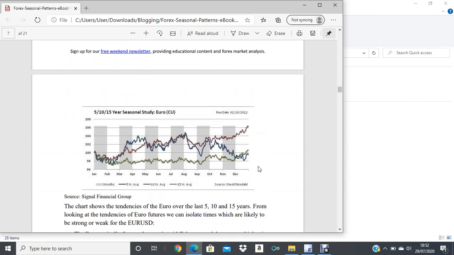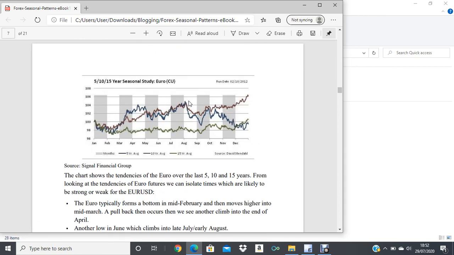Listen, they don't work all the time. I've proved that in a previous blog, where sometimes they invert. But this year they seem to be acting pretty well. Now if you look, this is the euro. The euro tends to top right at the beginning of August, and then it tends to fall down into September. This is going back 30 odd years.